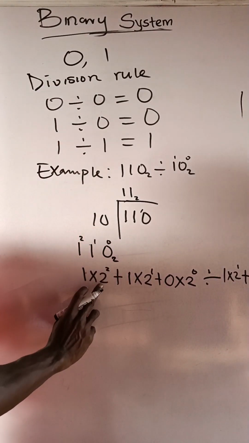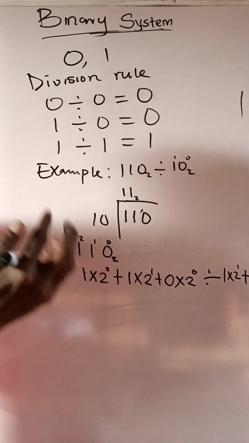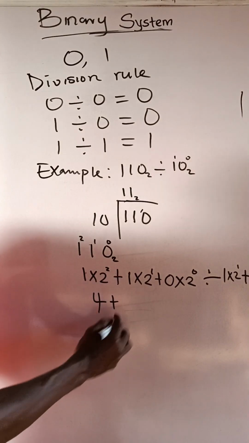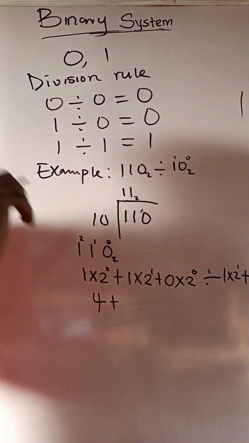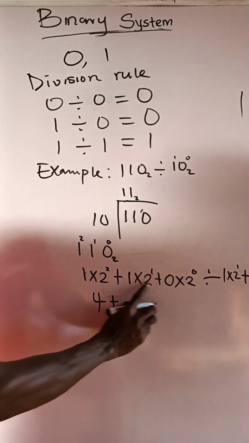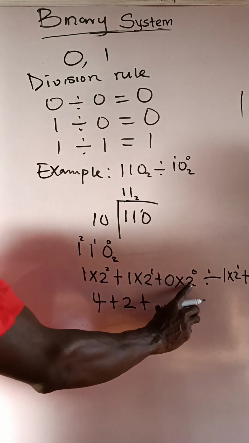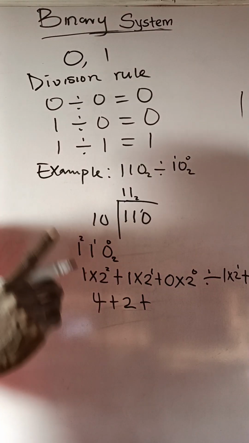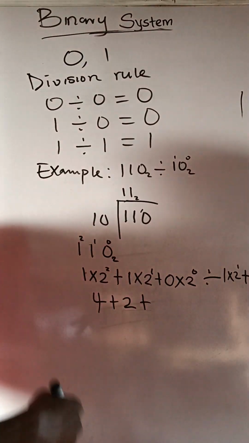So 1 times 2 raised to power of 2. 2 raised to power of 2 means 2 times 2, and 2 times 2 will give us 4. So 4 times 1 is 4. Plus 1 times 2 raised to power of 1. 2 raised to power of 1 is 2, and 2 times 1 is 2. Plus this one, 2 raised to power of 0 is 1. Anything raised to power of 0 will give us 1. So 1 times 0 is 0.